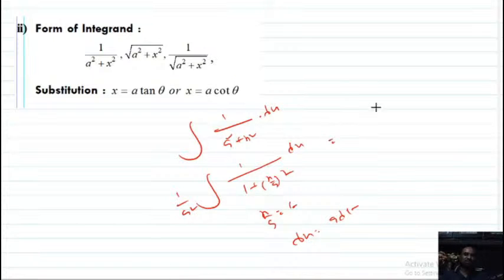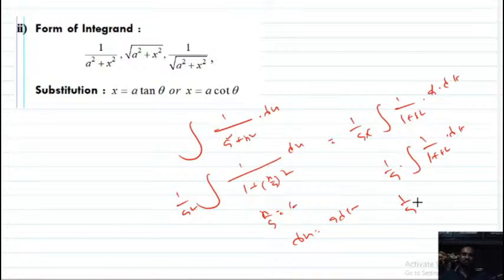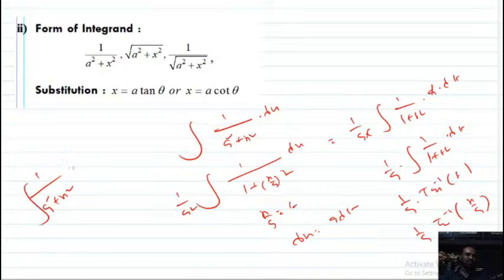Okay, so this is the same as 1 by a square into the integral of 1 by 1 plus t square into a dt. One a gets cancelled. What happened, 1 by a into the integral of 1 by 1 plus t square into dt. What is that? 1 by a into tan inverse of t. So 1 by a into tan inverse of t means what? x by a only. So the integral of 1 by a square plus x square is remembered as tan inverse of x by a into 1 by a plus c.